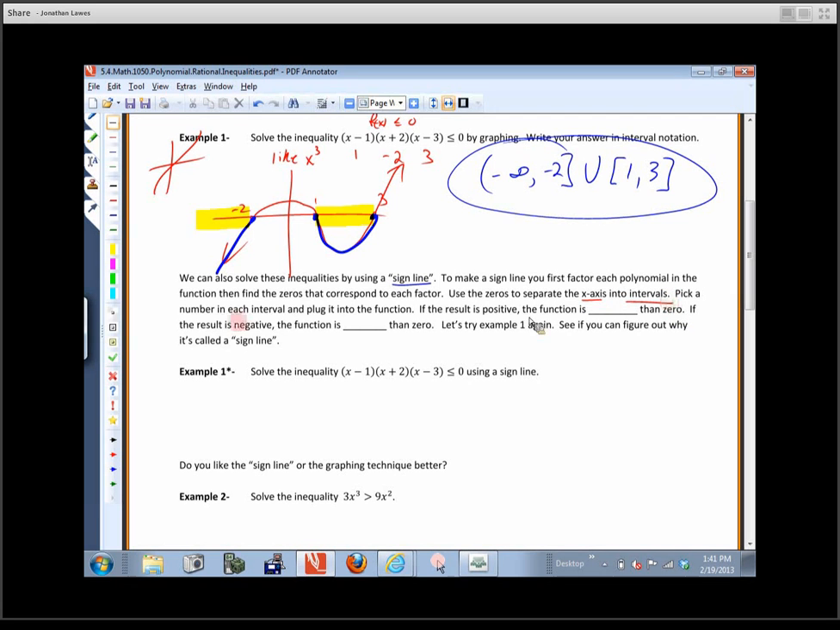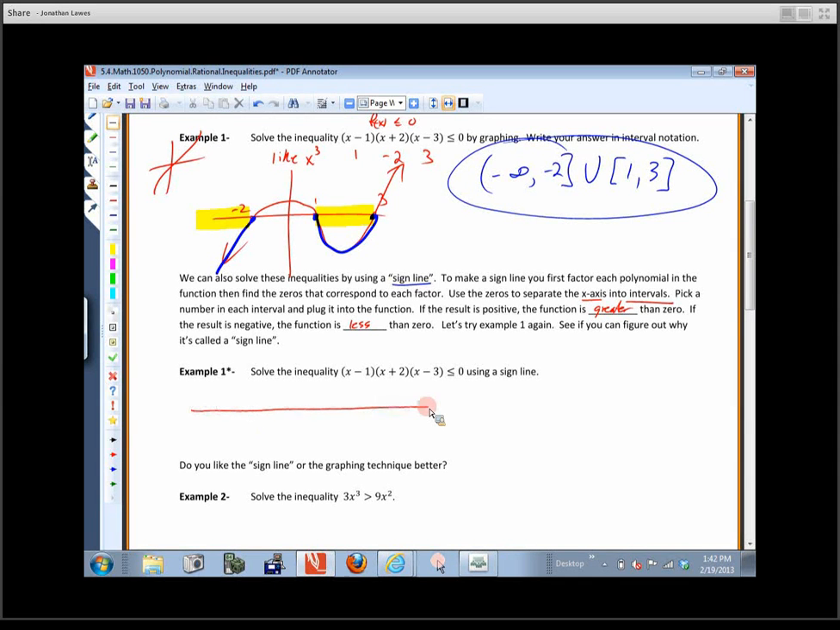And then once we separate it into little intervals, we're going to pick a number, any number you want. We'll call it a test number. Pick a number in that interval, and we're going to see whether it's above or below the x-axis. If the result is positive, the function is greater than 0. And if the result is negative, then the function is less than 0.